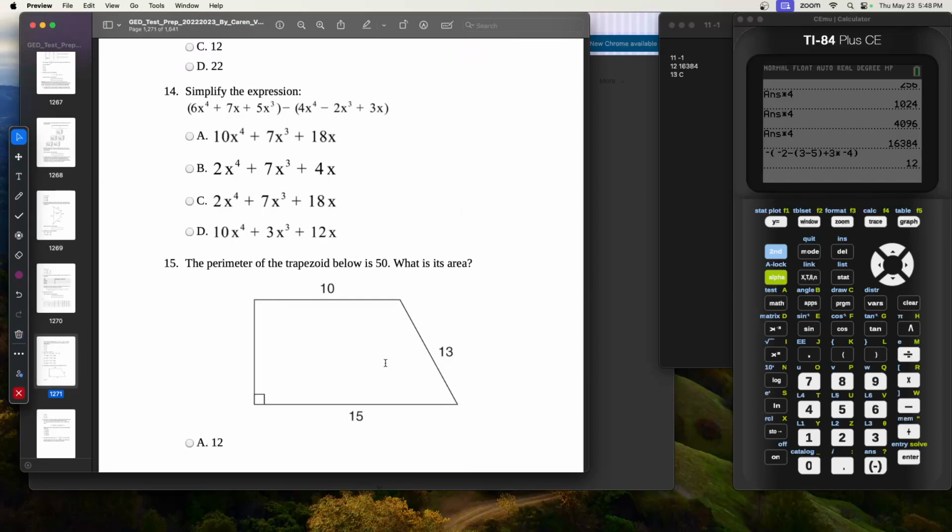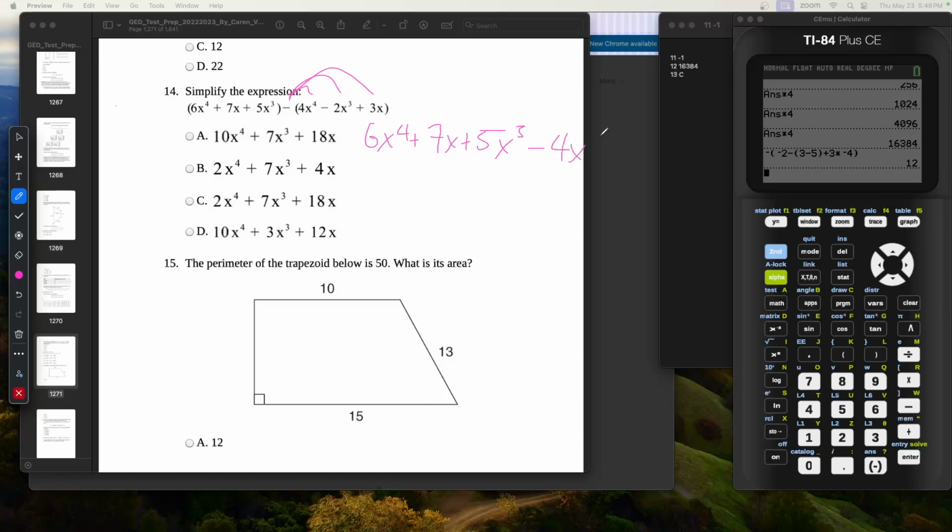Simplify the expression. Okay. This one, definitely need to be a little bit careful here. You have to remember that when you have a minus sign in front of a parentheses, it means subtract all that stuff inside of the parentheses, right? So the first part is fine. 6x to the fourth plus 7x plus 5x to the third. And then now we have minus 4x to the fourth plus 2x to the third minus 3x. Okay, so here, positive 4x to the fourth becomes negative 4x to the fourth, and negative 2x to the third becomes positive 2x to the third. Positive 3x turns into negative 3x.